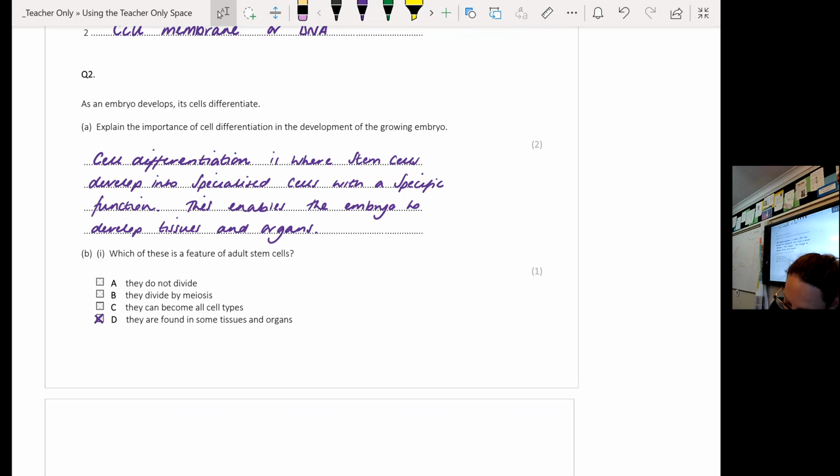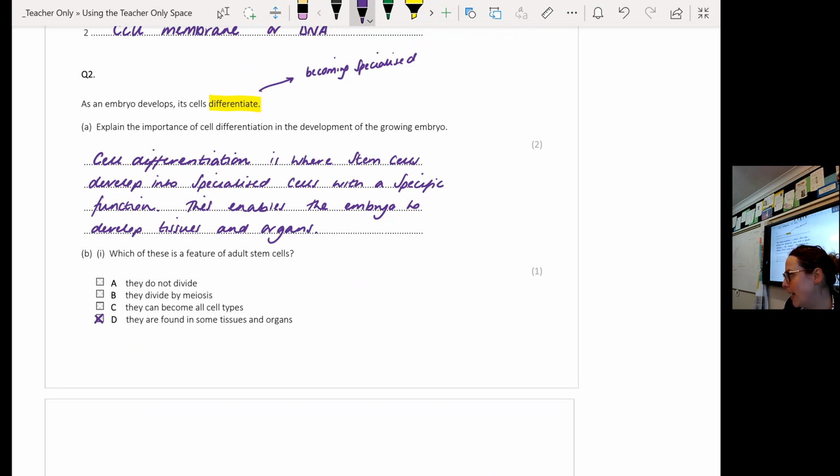So this question talks about differentiation. Now, cell differentiation is the process of cells becoming specialised for a specific function. So this is when a stem cell, as an undifferentiated cell, because that's what stem cells are, becomes specialised to become a skin cell, a red blood cell, or a nerve cell. Stem cells from an embryo can become all of those different types of cells.